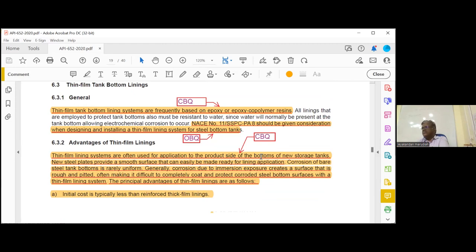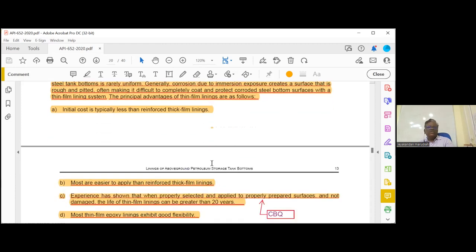What is the thickness we are applying? 3 to 5 mils. But thin film means less than 20 mils. 20 mils or more means thick film. Thick film we have unreinforced, without a mat. Reinforced is with the mat, with the fibers. New steel plates provide a smooth surface that can easily be made ready for lining application. Corrosion of bare tank is rarely uniform. Generally, corrosion, these are not important. First two lines are important.